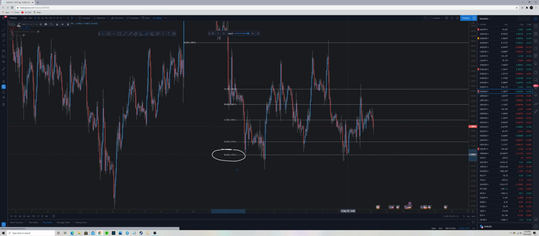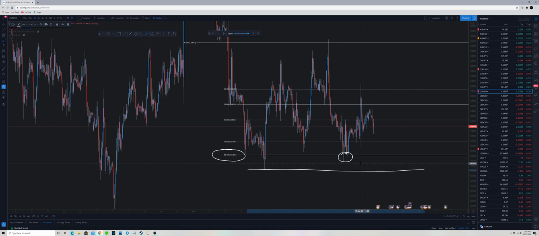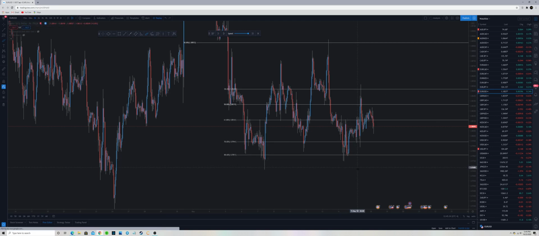Price with the 886 never closed below this low, and it never even closed below the 886. Just wicked it once, twice, three times, four times. So that's a successful 886 retracement.